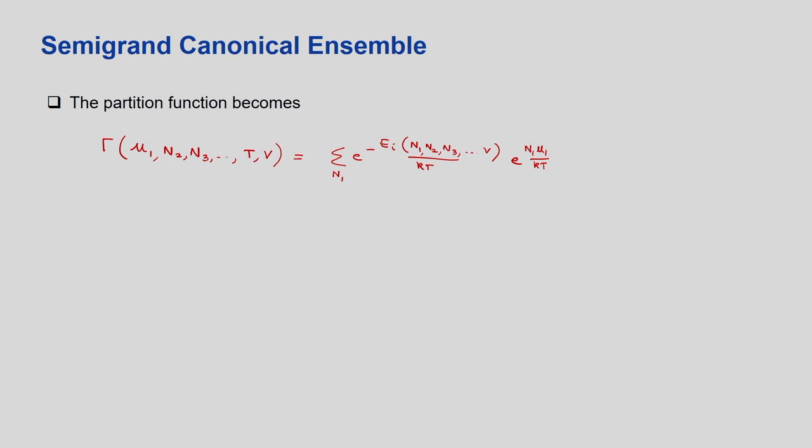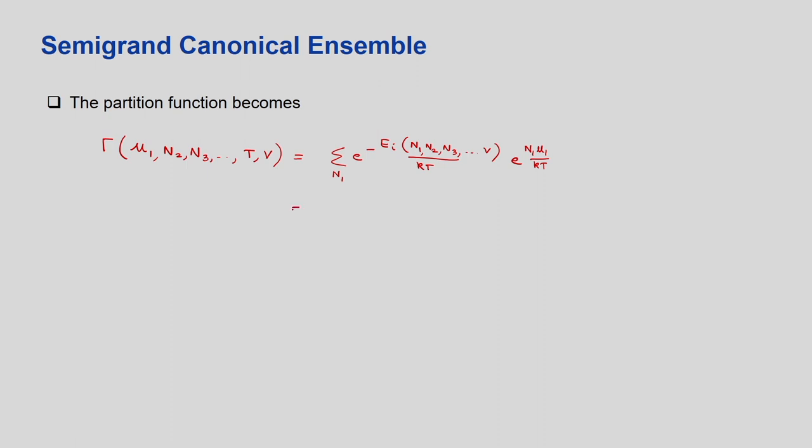So with this, the energy and this exponential term will also change. So it is very similar to the grand canonical ensemble, so the derivation will also follow likewise. I'm not deriving this expression here. The overall derivation expression is given here.